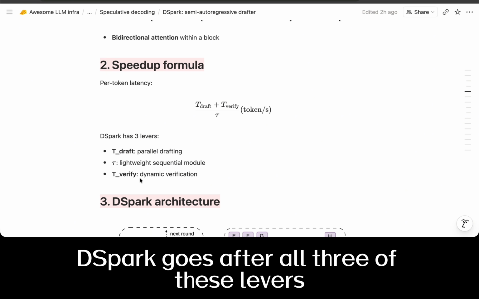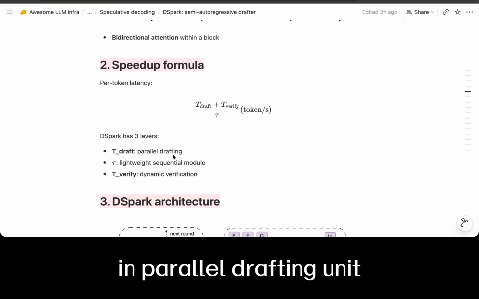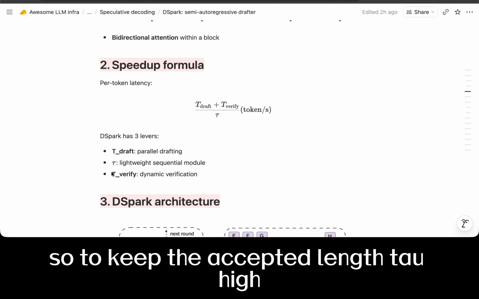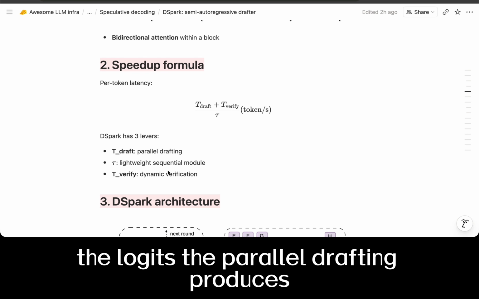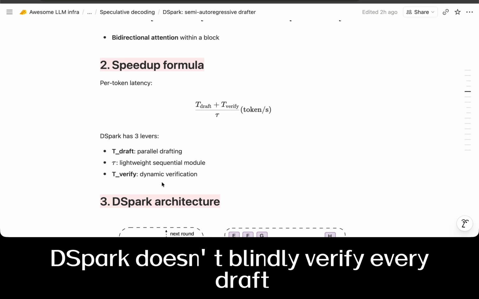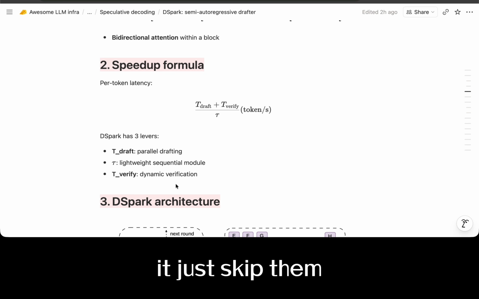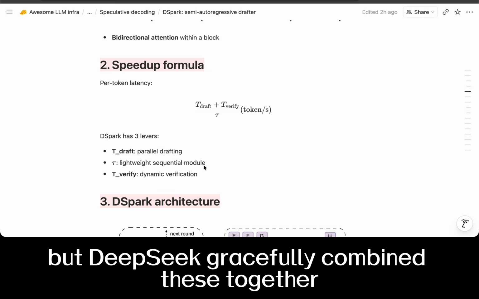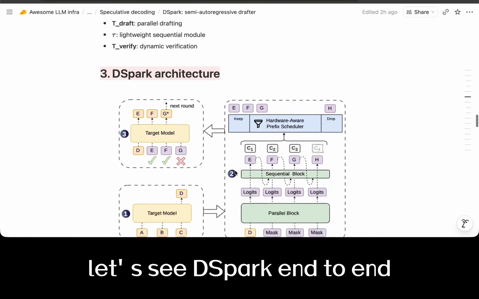DSpark goes after all 3 of these levers. To reduce the drafting time, in DSpark, the drafter spends most of its time in a parallel drafting unit. But as we said, parallel drafting is less accurate. So to keep the accepted length tau high, DSpark has a lightweight autoregressive module that corrects the logits the parallel drafting produces. And to reduce the verification time, DSpark doesn't blindly verify every draft. For the drafts that look unlikely to be accepted, it just skips them. No verification, no wasted time. So each of these is not a new idea, but DeepSeek gracefully combined these together and did very good engineering work.